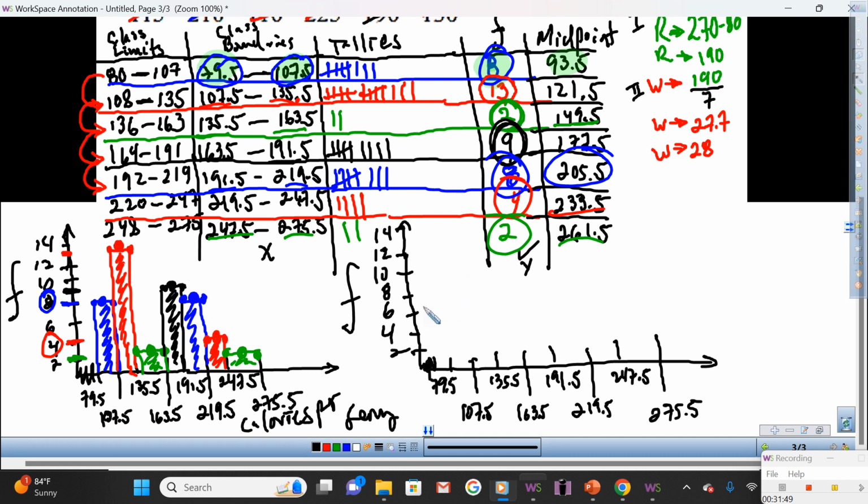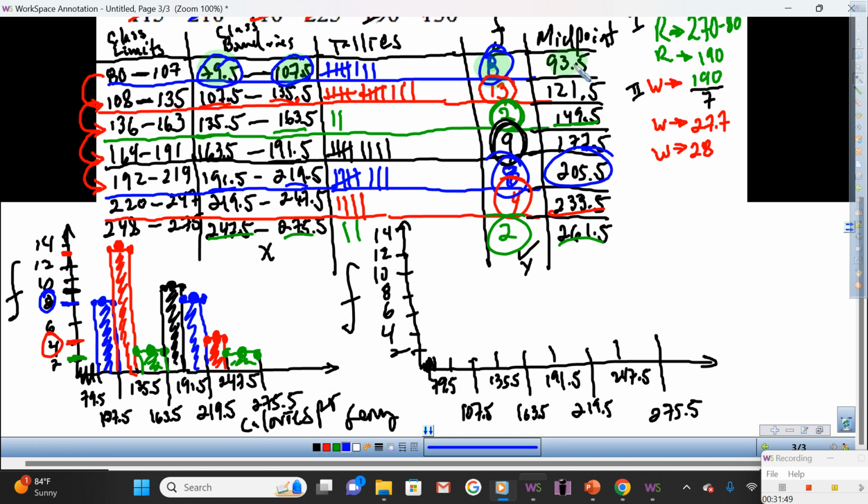Tell your neighbor, what are the only two pieces of data from our table that we're going to use to build our polygons? Looks like Arely's got it. Very good. Princesa, what are the only two pieces of information that we need? The midpoint and the frequency. That is correct.